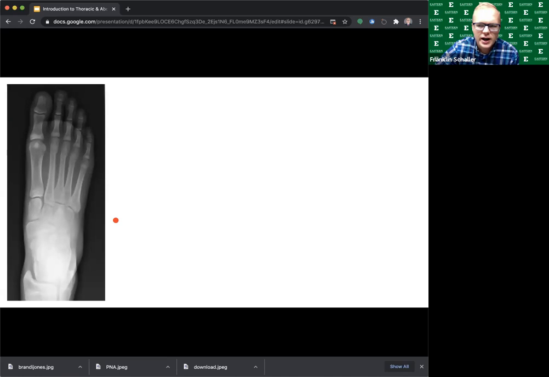On exam, that right foot, there's ecchymosis, there's edema, there's tenderness to palpation noted to pretty much all of the metatarsals. The remaining right lower extremity exam is unremarkable. You get a foot x-ray because you are curious, what does that foot look like after getting run over by a car?